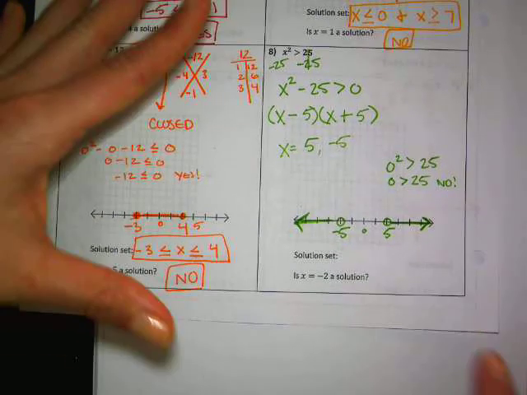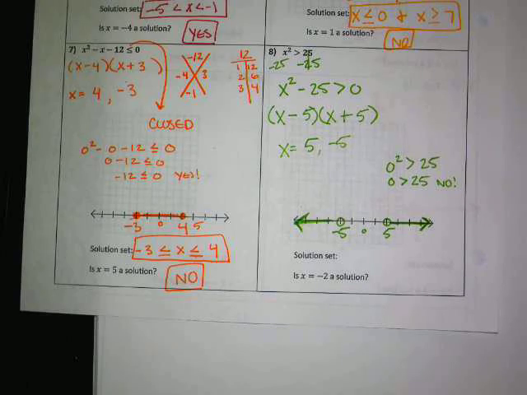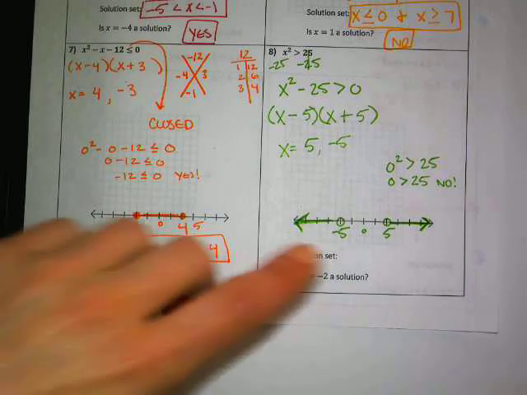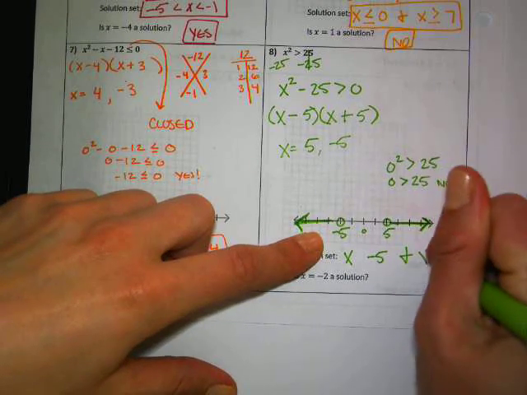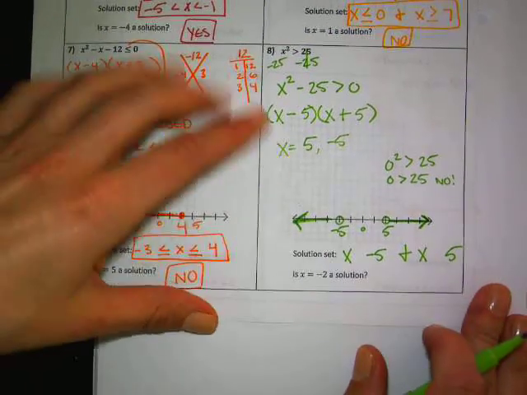All right, so I'll have two separate arrows, right? Two separate arrows, so you're going to have two separate inequalities. X something negative 5 and x something 5.